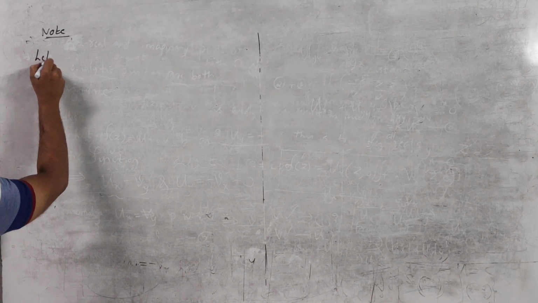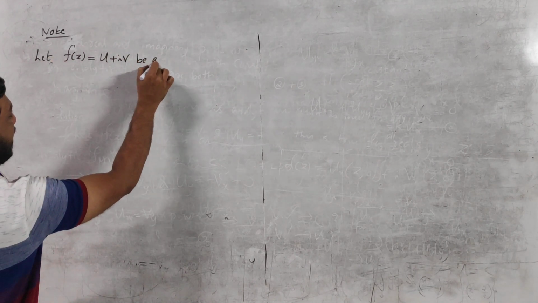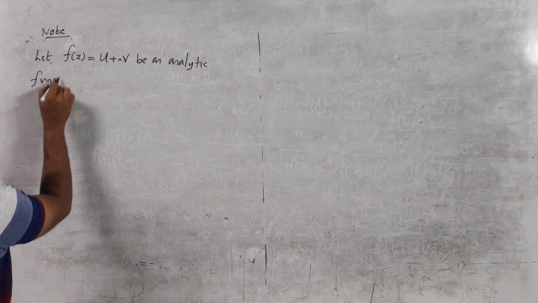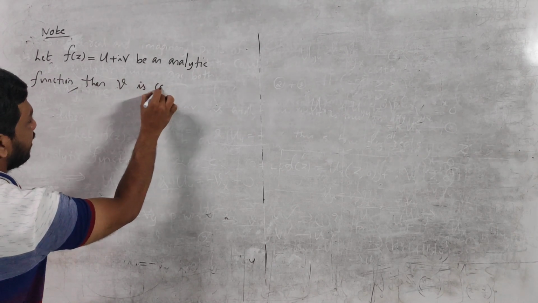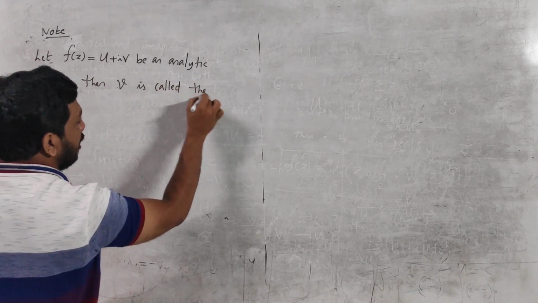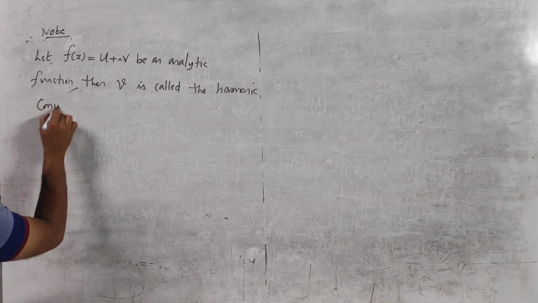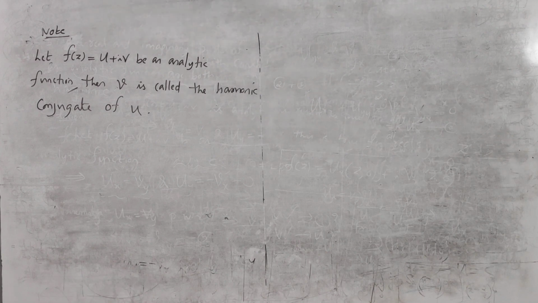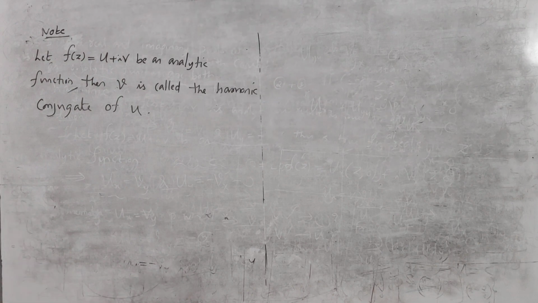Let f(z) = u + iv be an analytic function, then v is called the harmonic conjugate of u. Because, as you all know, u and v are harmonic, and v is called the harmonic conjugate of u.